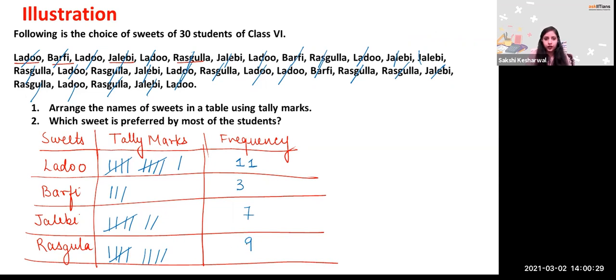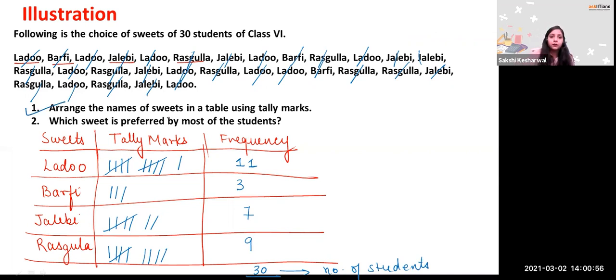So I think I missed one or what? It's 30. Just calculate 11 plus 3, 14. 14 plus 7, 21. 21 plus 9, 30. So what is this 30? The number of students, right? Yes or no? Frequency means 11 students like laddu, 3 students like barfi, 7 students like jalebi, and 9 students like rasgulla. So this is how it is being done.